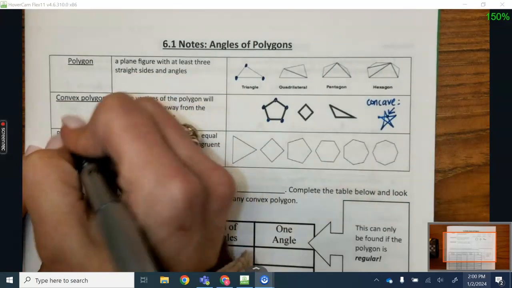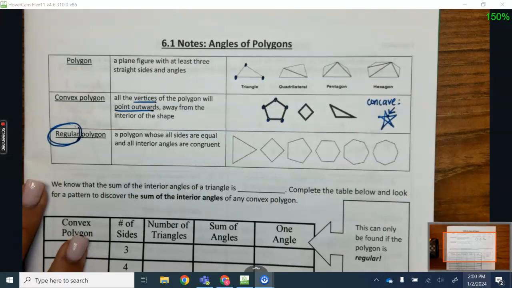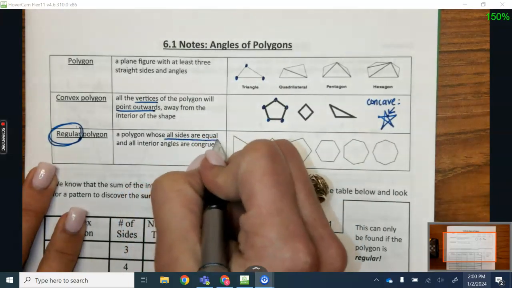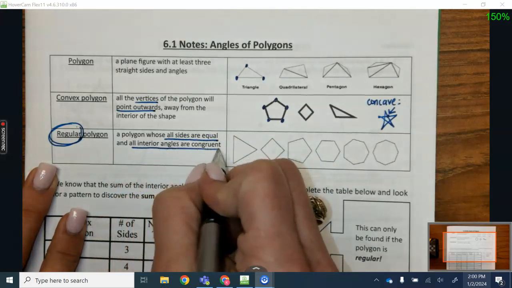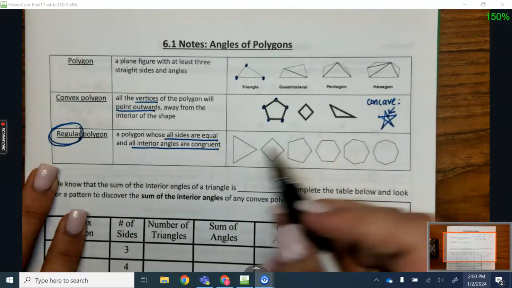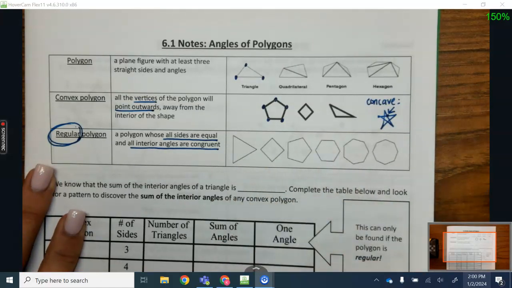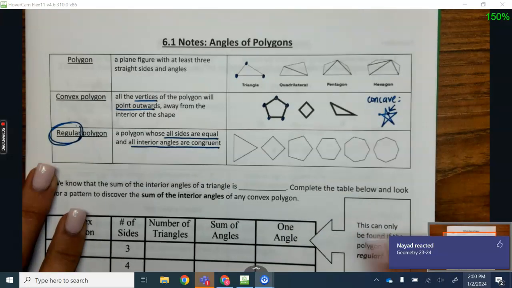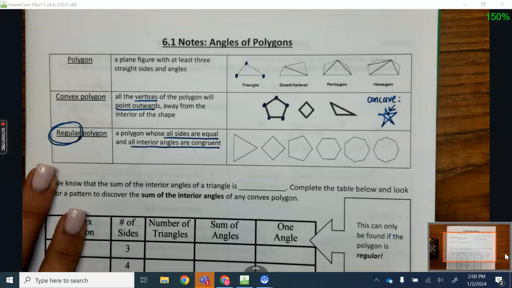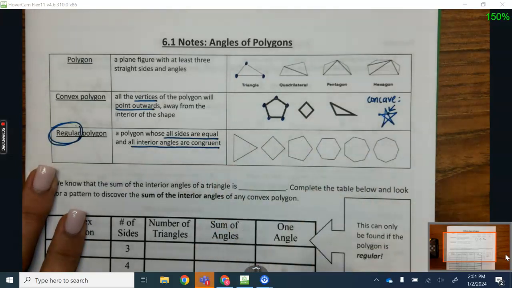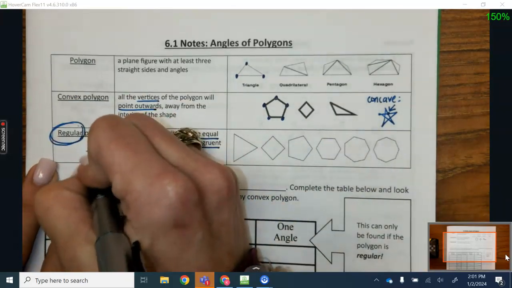The definition that you do need to remember is called regular polygon. When you see the word regular, it means that all sides are equal and all interior angles are congruent. So if we have a triangle where all of my sides are equal and all the interior angles are equal, then it has to be the equilateral triangle. If we have a quadrilateral, 4 sides, where all sides are equal and all angles are equal, then it has to be a square. So regular means all sides are equal and all interior angles are equal, and that's important.